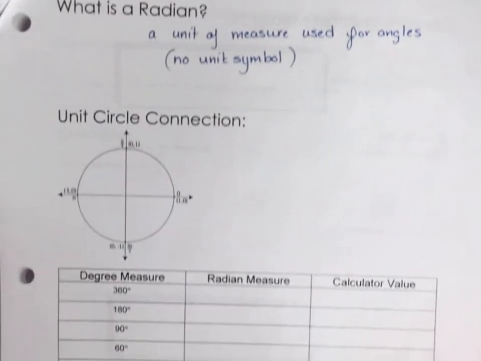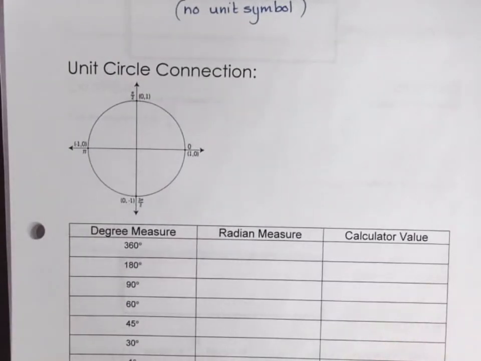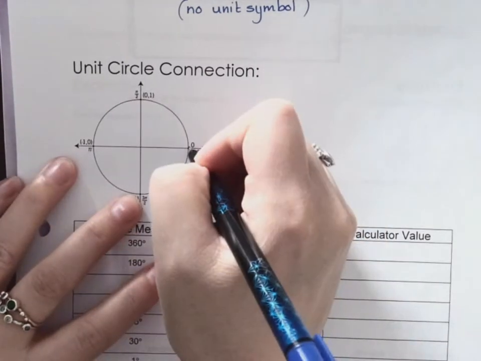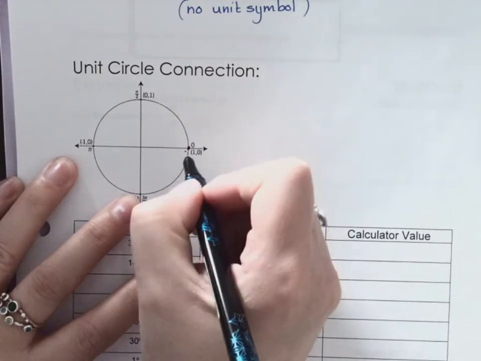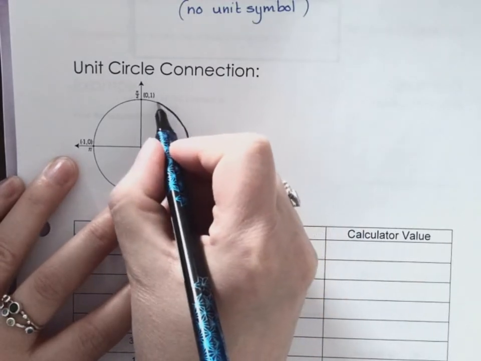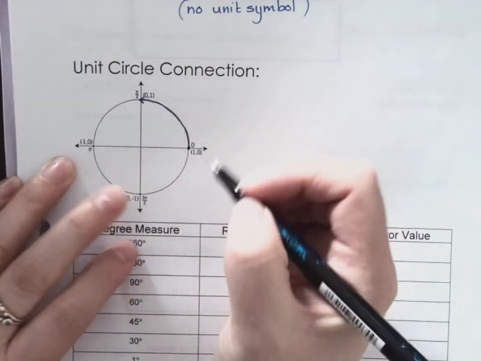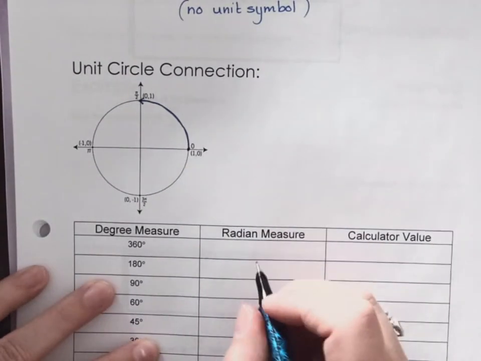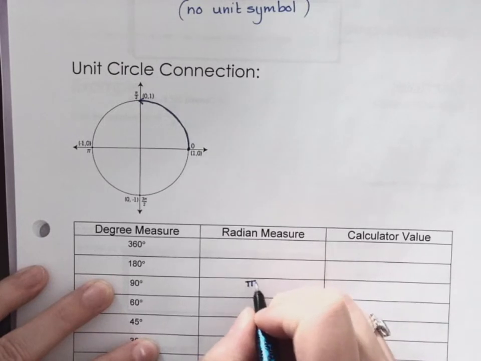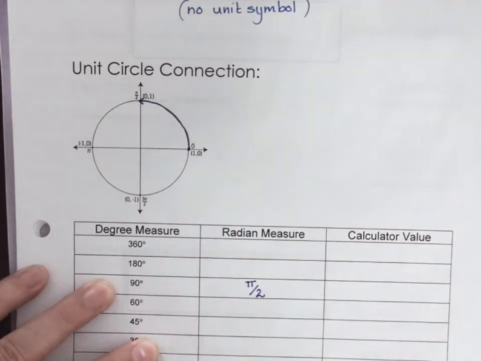Okay, all right. Now we're getting into the unit circle. So here's the unit circle connection. You guys know that if my initial arm starts here, and I go all the way to here, how far have I traveled? 90 degrees. That's exciting. So I'm going to tell you that the radian measurement that goes with 90 is pi over 2.